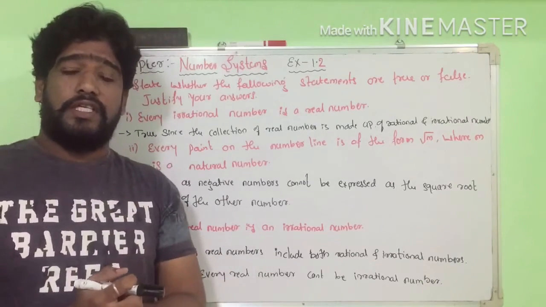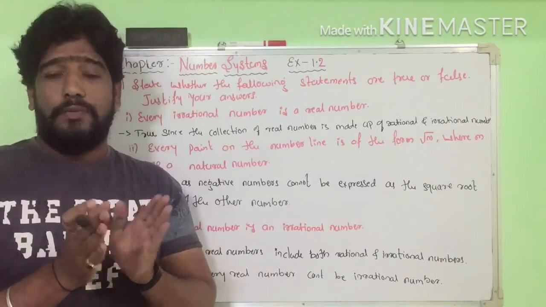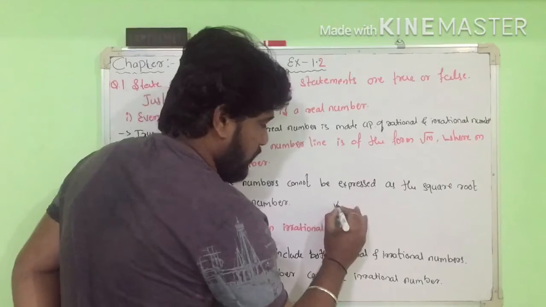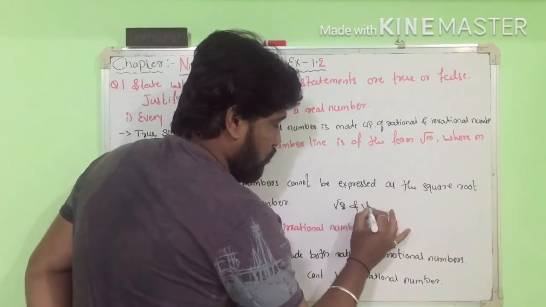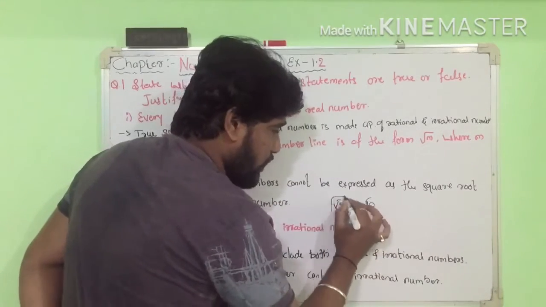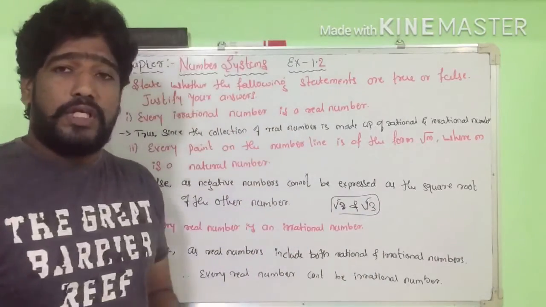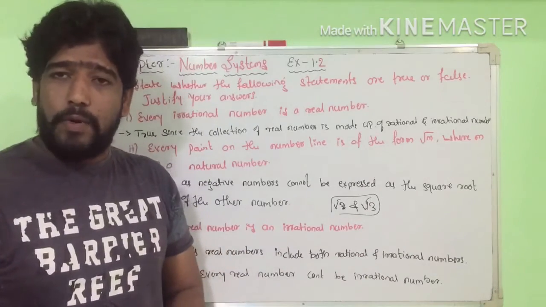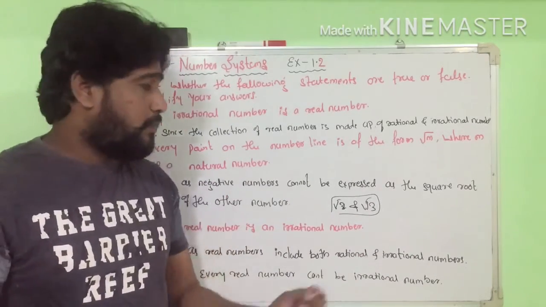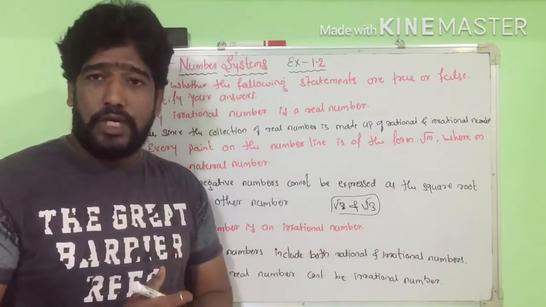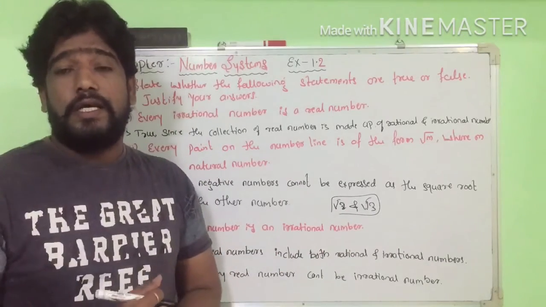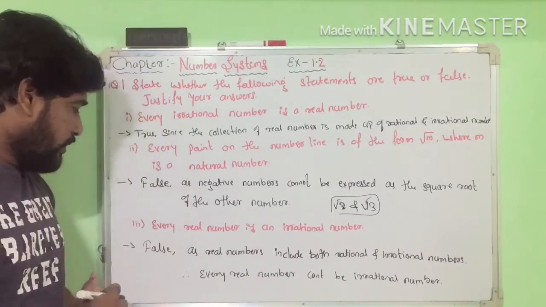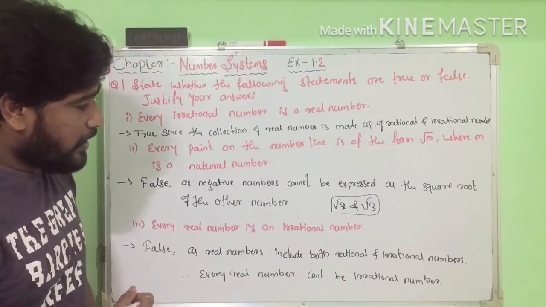Another reason is there. In between root 2 and root 3 there are infinitely many numbers. They can't be in the form of root m, where m is a natural number. It means they come in decimals also, right? So decimals are not natural numbers. Is it clear?